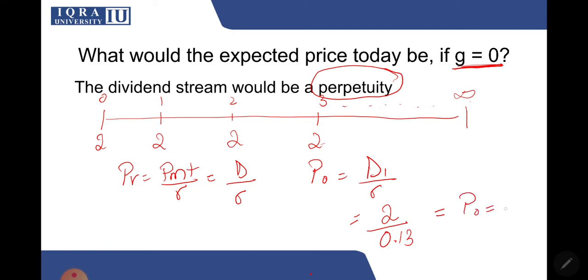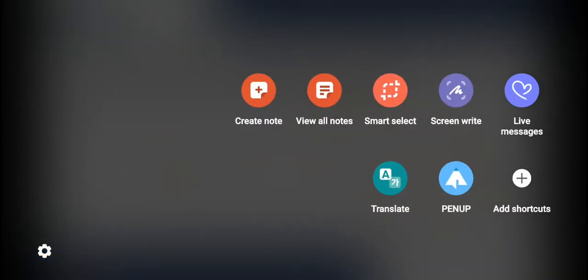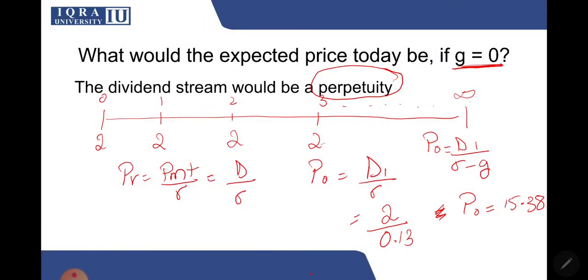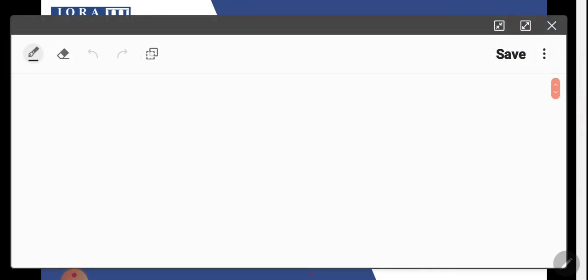The stock price will be 15.38. So basically this is the same formula, but over here your growth rate is 0. So the formula that you studied previously was the constant growth formula, P naught equals D1 over R minus G. I'll just open a note because the space over here is less. So this is the formula.